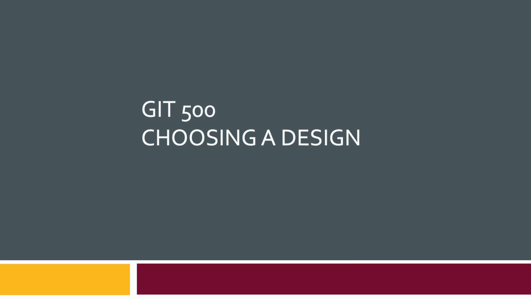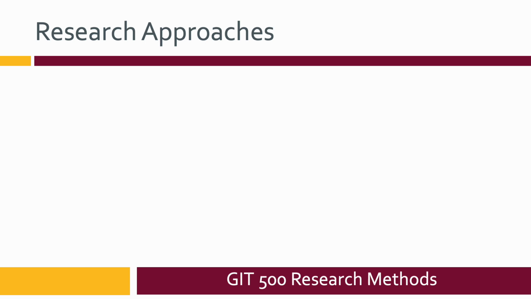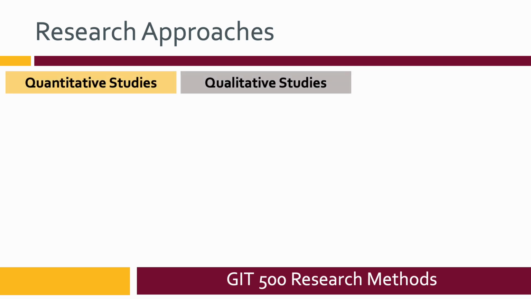GIT 500, choosing a design. We talked about research designs in a previous lecture. Now we're going to talk about research approaches, and these are ways to approach how you design your research. There are three main types: quantitative, qualitative, and mixed method studies.